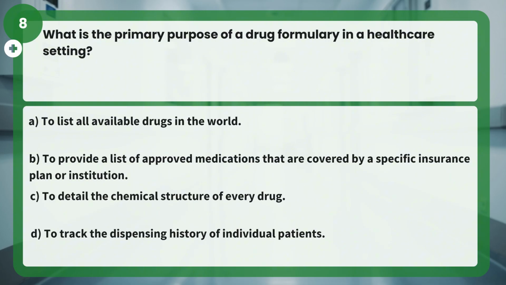Question 8. What is the primary purpose of a drug formulary in a healthcare setting? A. To list all available drugs in the world. B. To provide a list of approved medications that are covered by a specific insurance plan or institution. C. To detail the chemical structure of every drug. D. To track the dispensing history of individual patients.